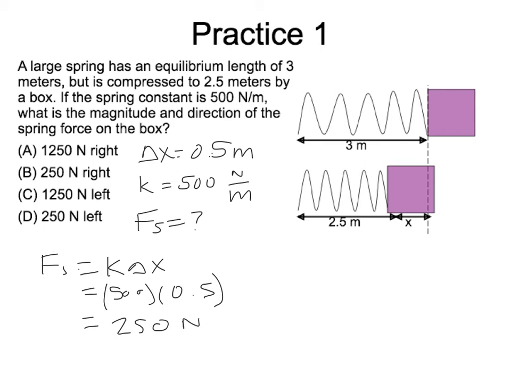So now we can narrow our answer choice down to either B or D. In order to figure out whether it's left or right, you have to go back to the original picture. Basically, once you compressed it or stretched it, what is the box going to want to do if you let go of it? Well, in the bottom picture right here, if we let go of that box, it's going to want to move to the right. So that must mean our direction is to the right. So B would be the correct answer here.